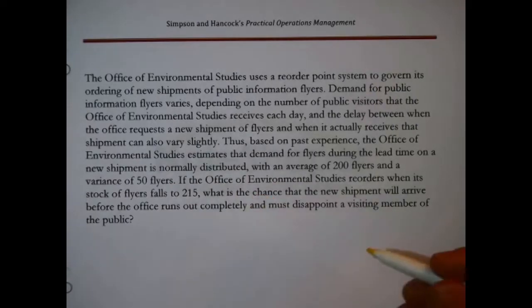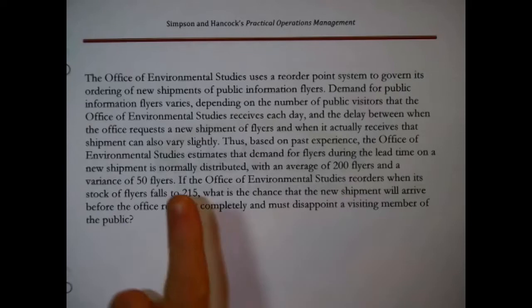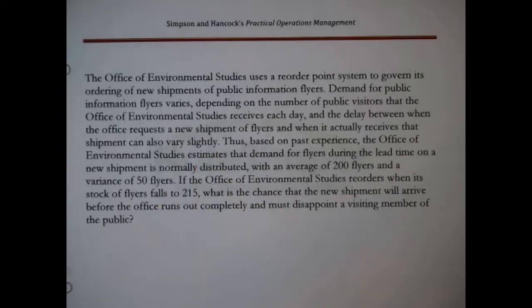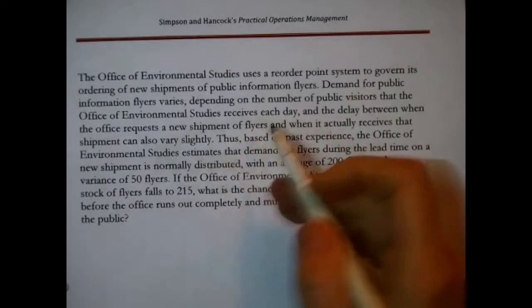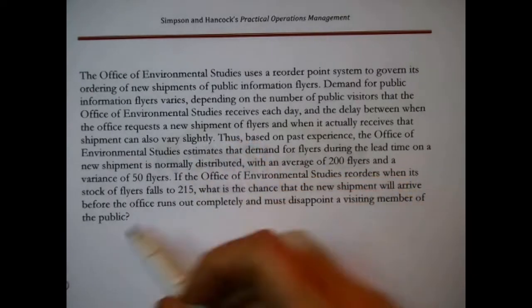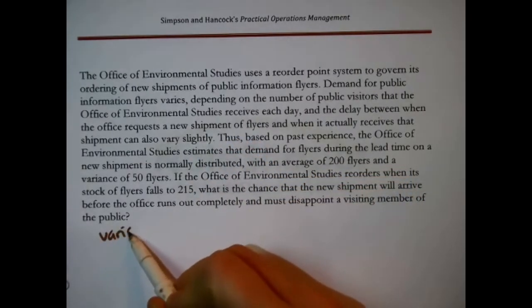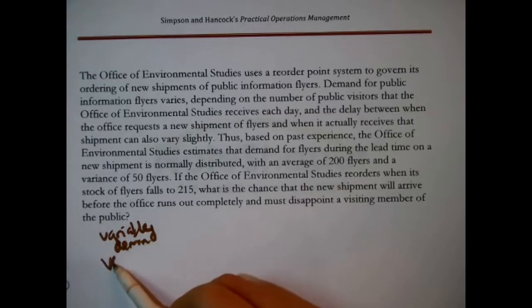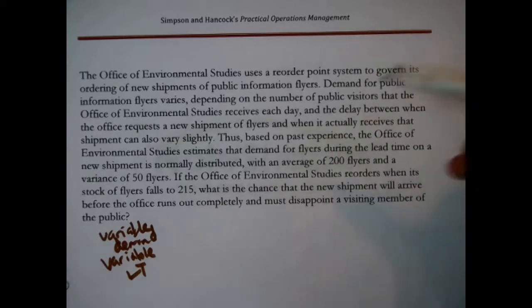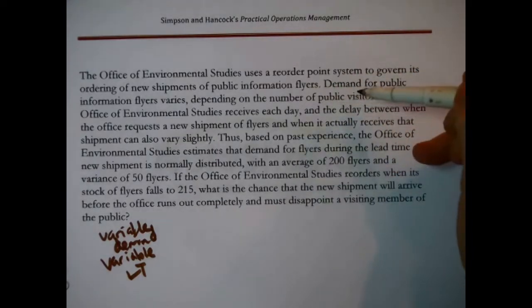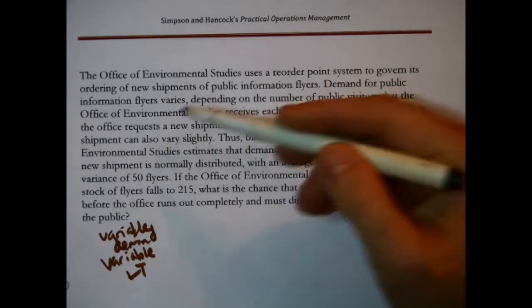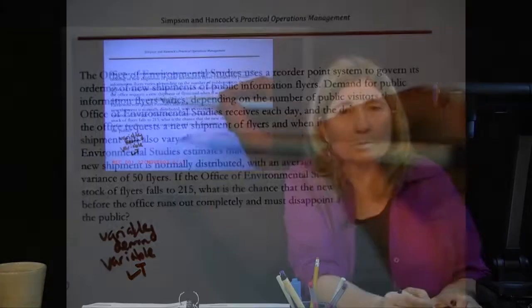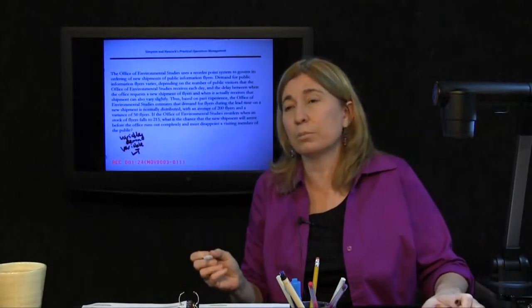So actually, what this is saying at the beginning, so I'm going to take some notes, is what sort of situation are we in here? We are in a variable demand and a variable lead time case. That's just what's been described here, right? The number of visitors each day can vary, and the delay between when they request a shipment and they actually receive it, that is the lead time by definition.